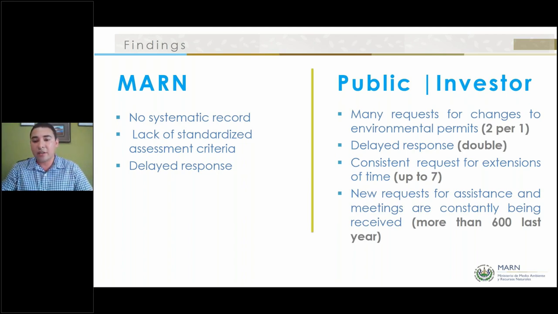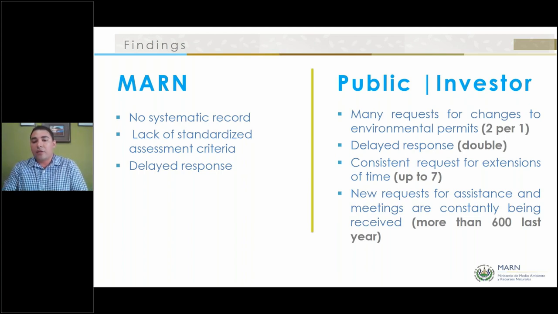But from the applicants or the public in general, we found systematic requests for modification of the environmental permit already issued, and the ratio was 2 to 1. That means for each impact study registered, there were at least 2 requests to modify or change the permit that we have already issued. The other important thing was the long response period to the observations made by MARN. The relationship was, as in the first case, double.